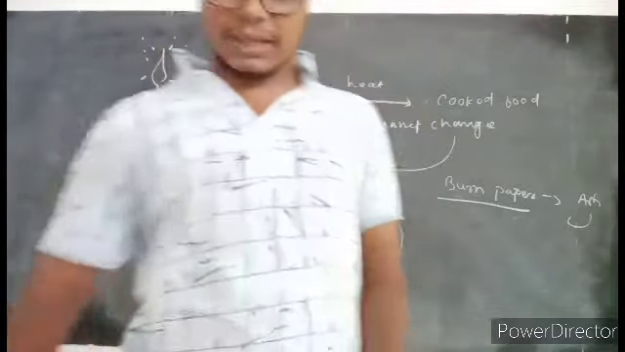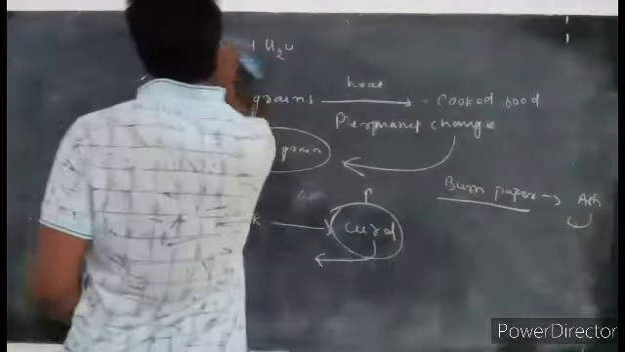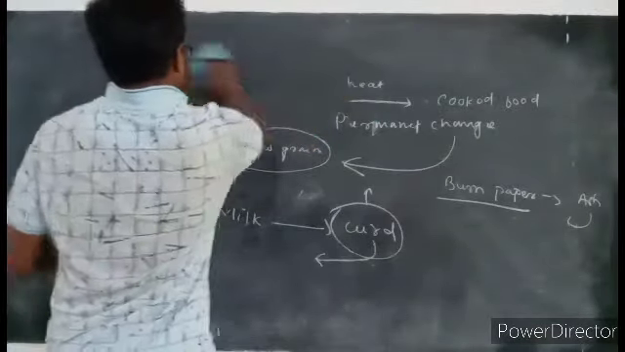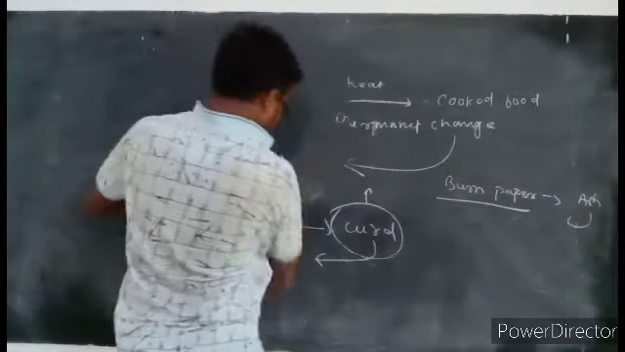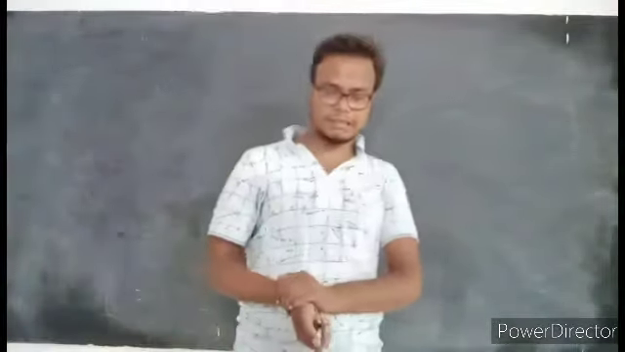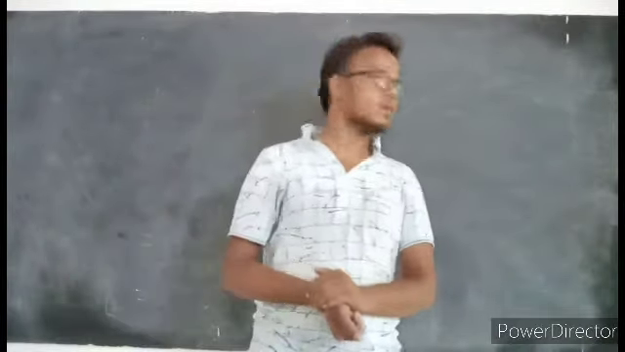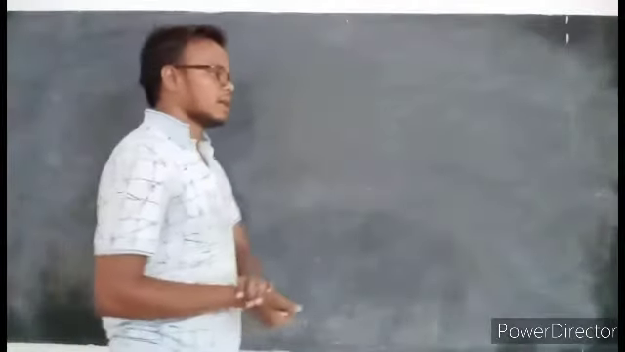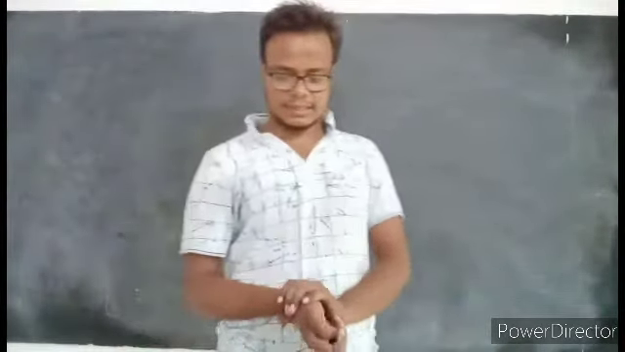Now we will study broadly some kinds of chemical change. The first chemical change is burning. You have observed the burning of coal, and the burning of a fossil fuel in our vehicle. We burn fossil fuel like petrol and diesel to run our vehicle. So burning is a kind of chemical change.